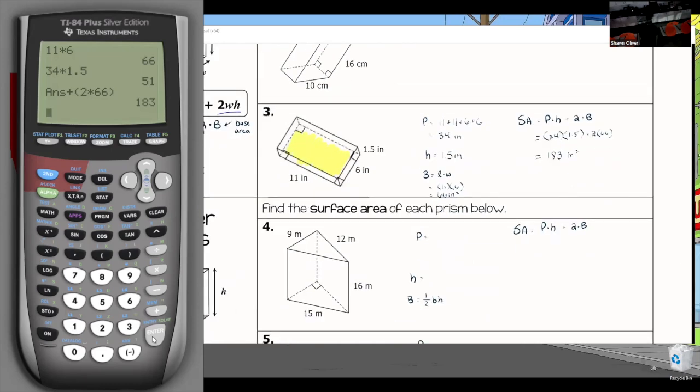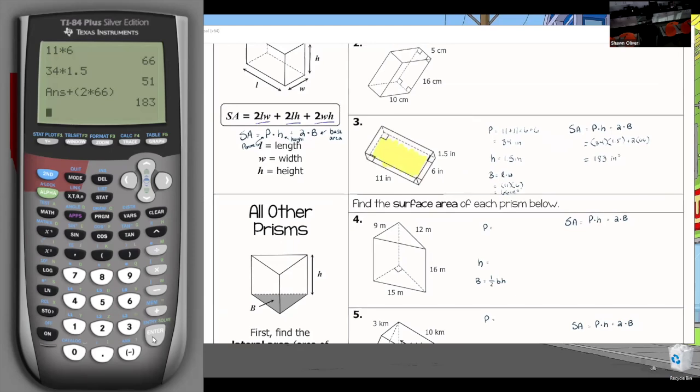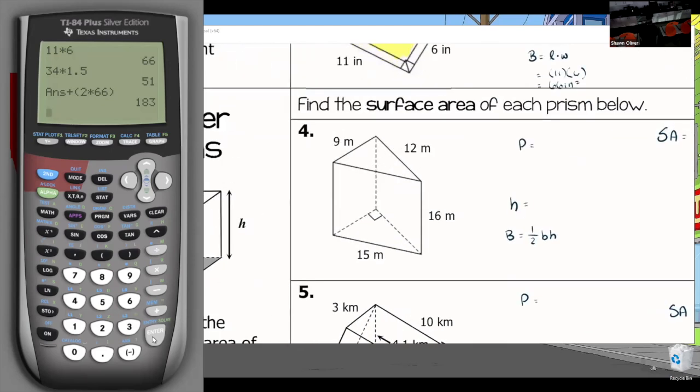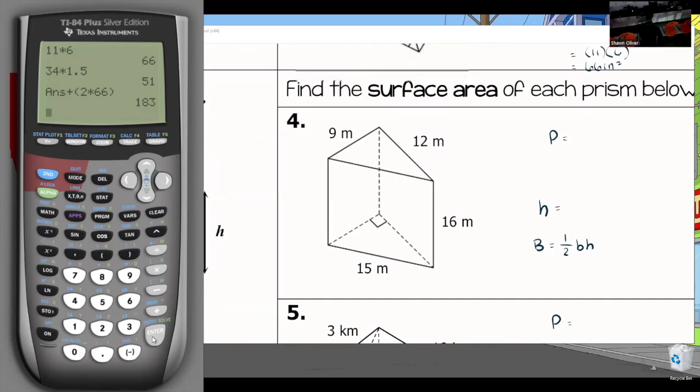Okay? So rectangle prisms, pretty straightforward. Now we're going to move into a different shape. So we name our prism by the shape of the base. The base is whatever there's two parallels. So if you look, our base is actually this triangle here.